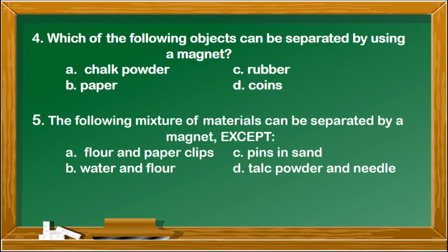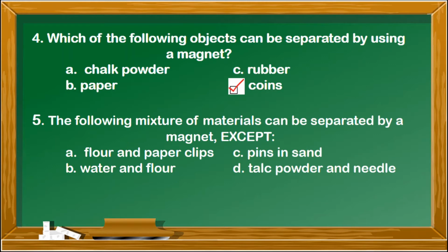Number 4. Which of the following objects can be separated by using a magnet? A. Chalk powder. B. Paper. C. Rubber. And D. Coins. What do you think is the answer in number 4, children? Correct answer for this is letter D. Coins.